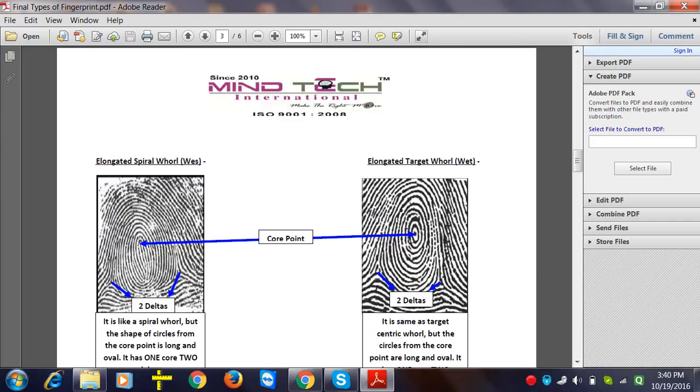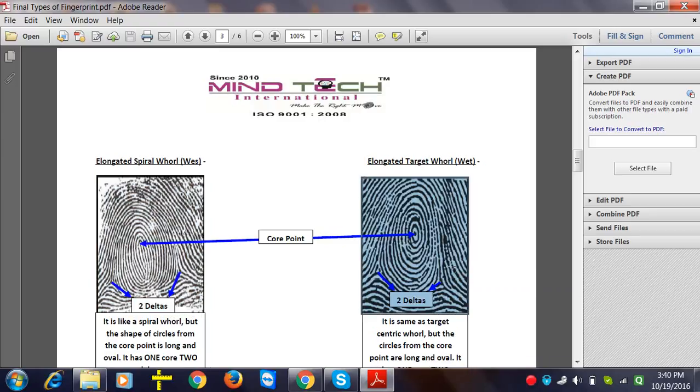Then we have elongated spiral whorl and elongated target whorl. Elongated spiral whorl: from the core, there is again one core and two deltas, but there are spirals which are elongated, which is called elongated spiral whorl. The ridge count will be the same from both the sides. Whichever the higher value comes, we'll put it into the system.